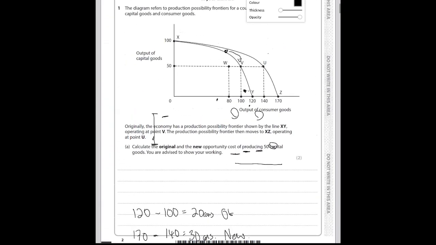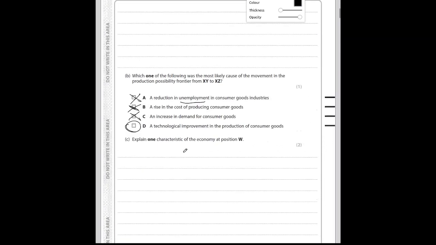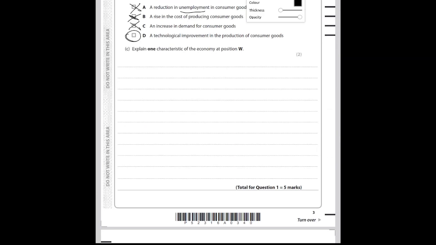So W is here. So you'll notice this is not on either of the production possibility frontiers. This is a 2-marker. In this case, and in most cases, 2-marker means one knowledge, one analysis. So I would say just identifying what is happening at position W will give you your knowledge. Your analysis is explaining this answer.